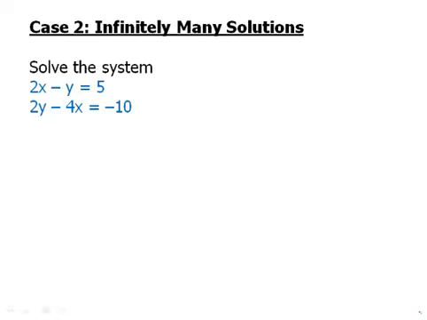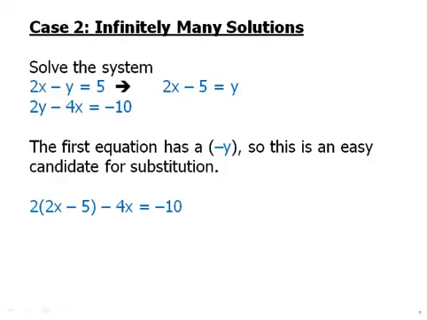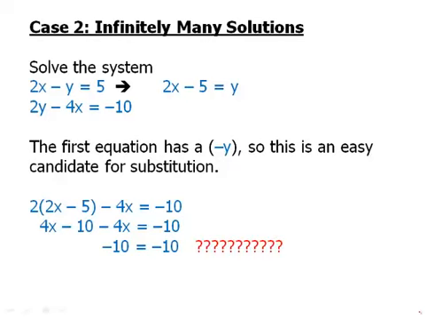Case two is the infinitely many solutions case. So I'll say pause the video and try to solve this system on your own. Okay, let's talk about this. The first equation has a negative y, so this is an easy candidate for substitution. We get y equals 2x minus 5. Very good. Plug this right into the second equation. Then distribute, then cancel. And wait a second. All the x's went away. What exactly is going on here?